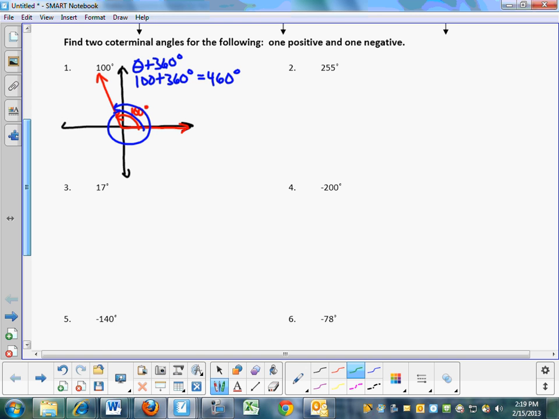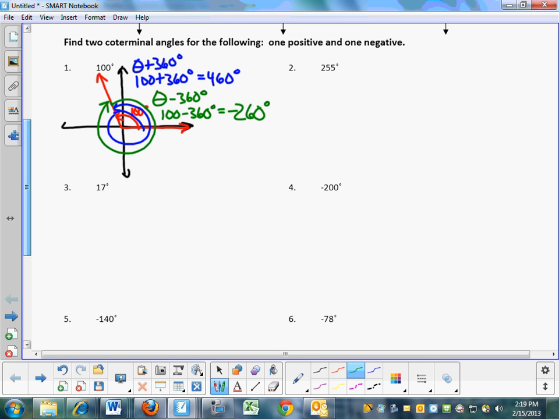Suppose I want to go the opposite way. I can start at my angle, which is theta, and go negative 360. That'll be theta minus 360. So 100 minus 360 is negative 260. So again, for all these problems, you want to make sure you come out with one that's positive and one that's negative.